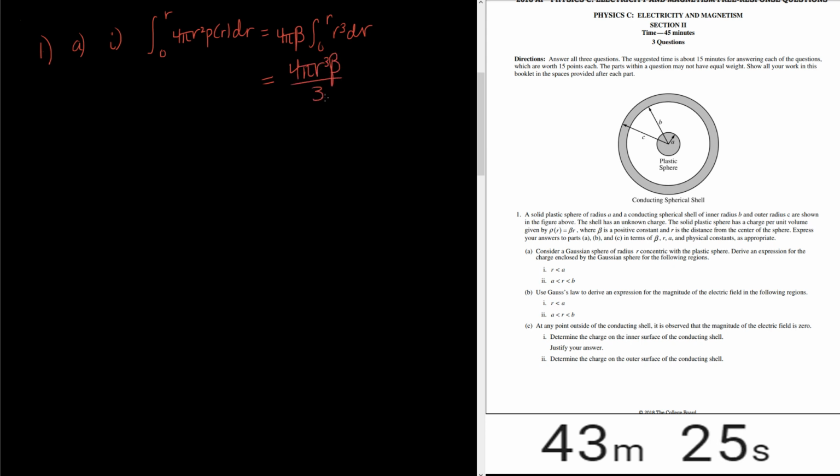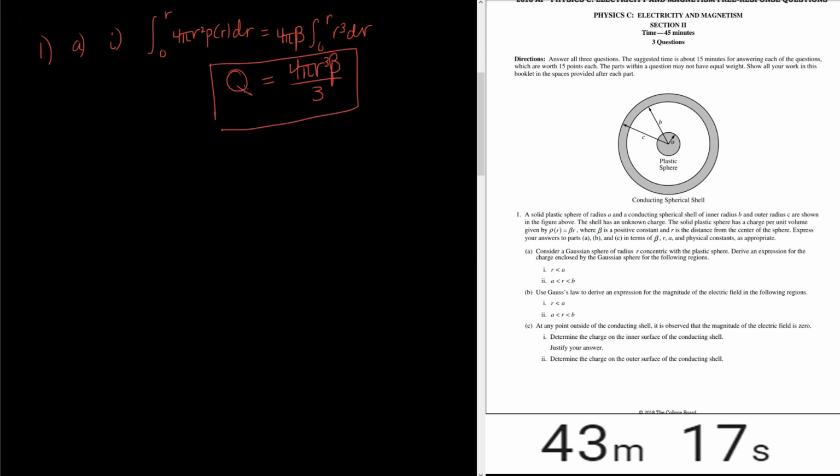Question 1, part A, is just asking us to consider a Gaussian sphere of radius r concentric with the plastic sphere and derive the charge enclosed by the Gaussian sphere for the following regions. So the first region is r less than or equal to a, where we have this rho of r. The charge is going to be the integral from 0 to r of 4 pi r squared rho of r dr. This is in turn just 4 pi, because rho of r is beta r, we take out that beta, integral from 0 to r of r cubed dr. Then we evaluate this integral, and what we get is 4 pi r to the fourth beta over 4, which is pi beta r to the fourth.